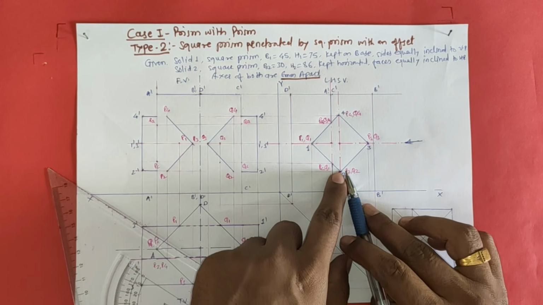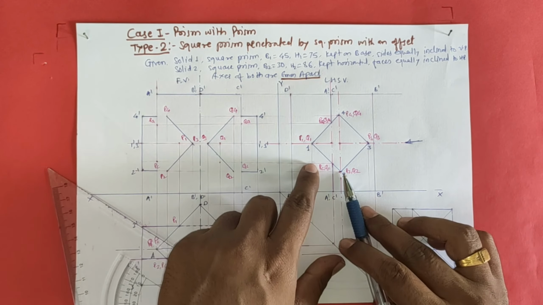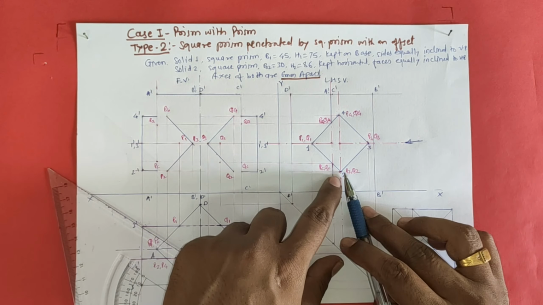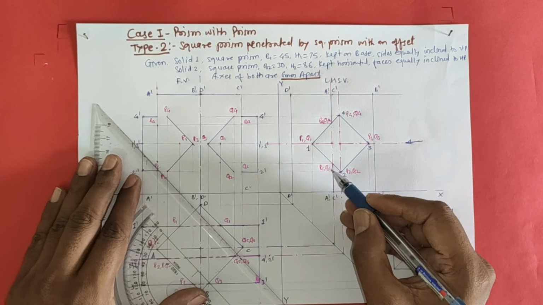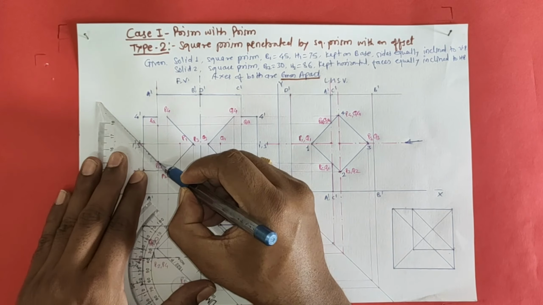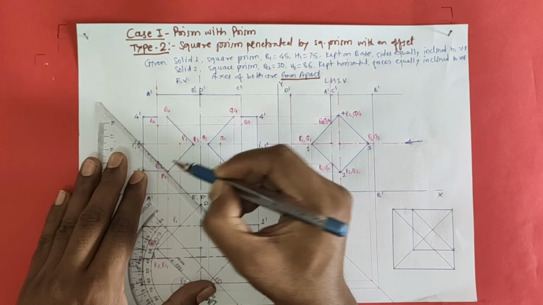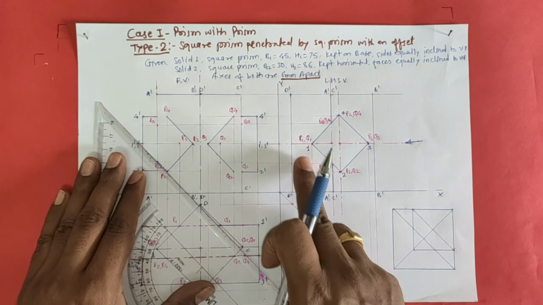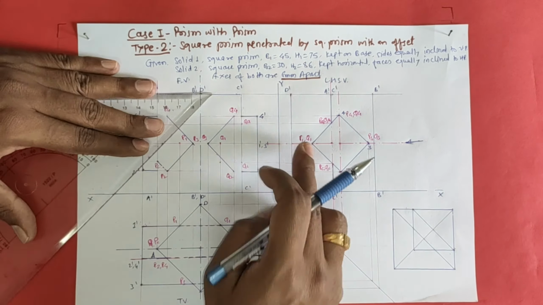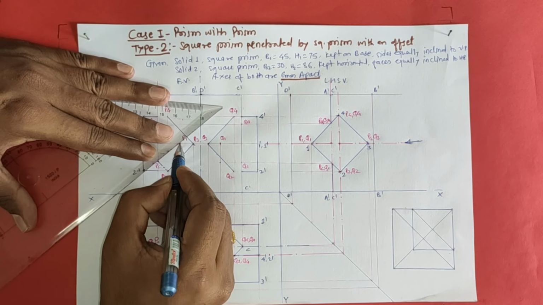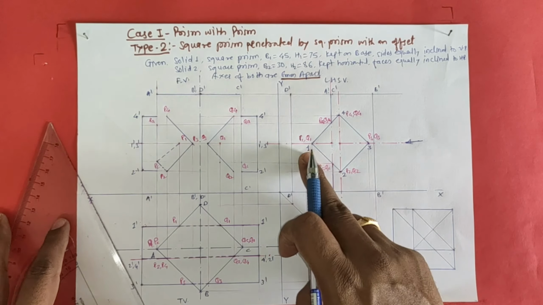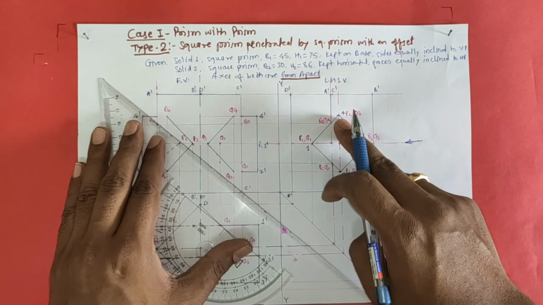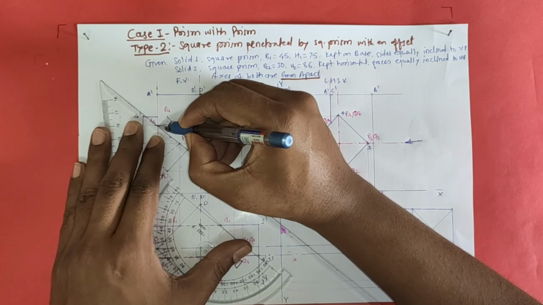Now see, from the P2 point we are not able to see the PC point, so I will join it as a hidden line. P2 to PC, it is a hidden line. Then next, PC to P1, I am not going to see it, so I am going to join it also as a hidden line. P1 to PC. Now P1 to PA is also a hidden line.